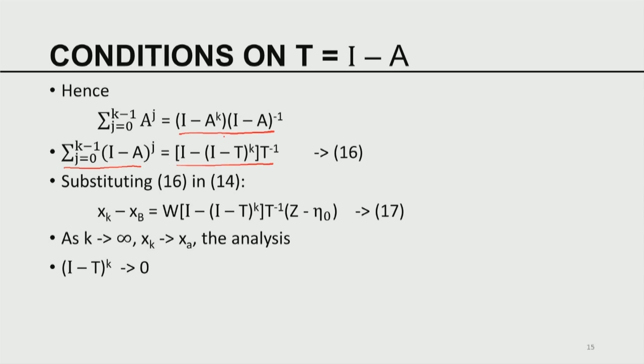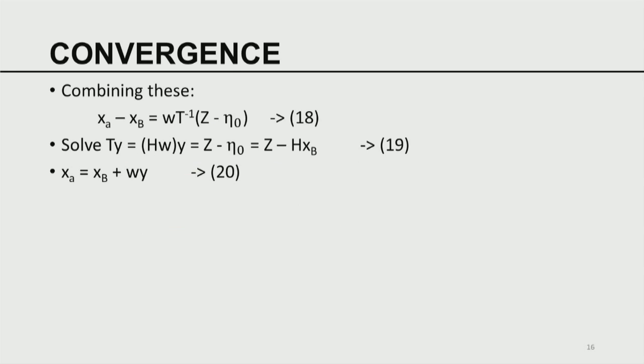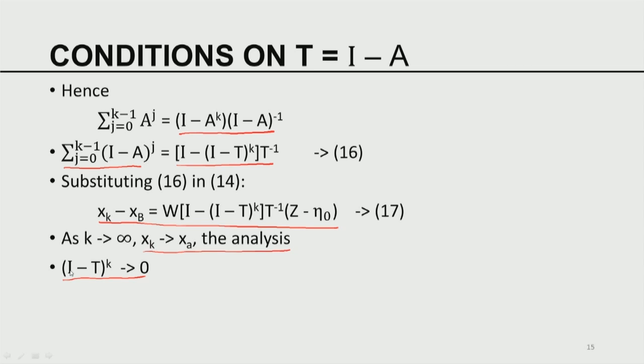And substituting 16 and 14, I get x_k minus x_b is given by this. Therefore, if (I minus T) to the power k tends to 0, x_k tends to x_a, that is what is called the analysis. The limiting value of x_k is called the analysis. Therefore, we have now found conditions under which this Kalman-like scheme will converge. The condition for the Kalman-like scheme to converge is simply that the spectral radius of I minus T must be less than 1. So that gives you a design criterion, and I'm going to spend a couple of minutes on that.